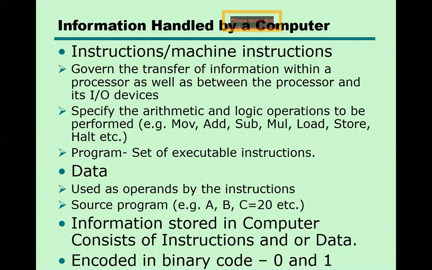So information stored in a computer consists of instructions and/or data. Whatever information is stored in the computer, it could be an instruction or it could be data. Either way, it is always in a binary form. It is encoded in binary code, that is, in the form of 0 and 1.